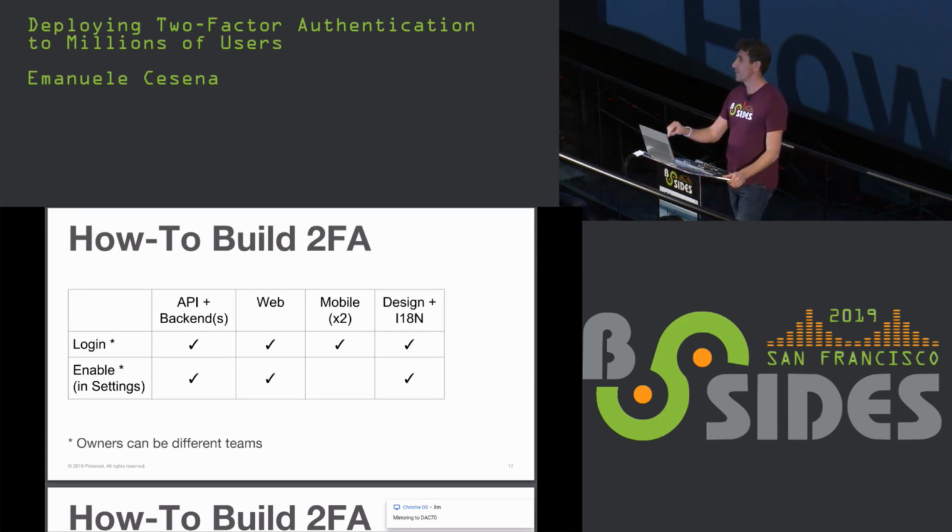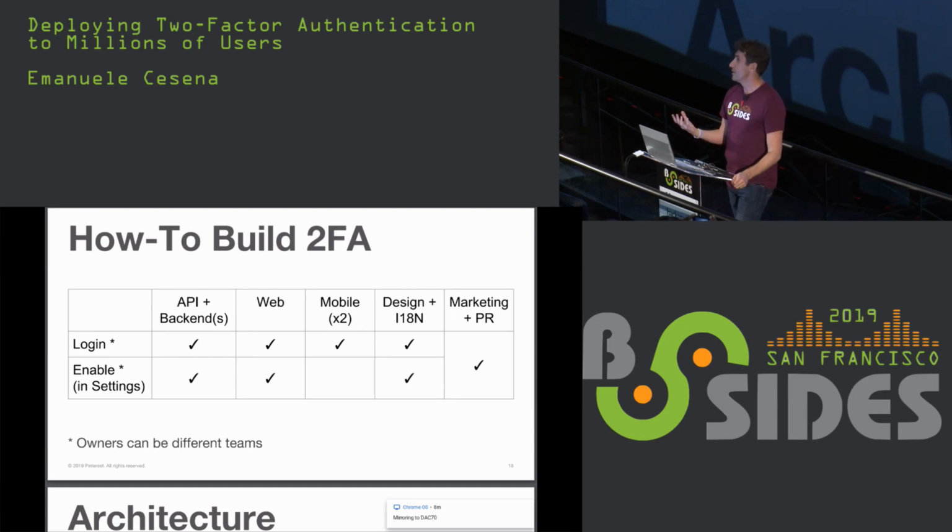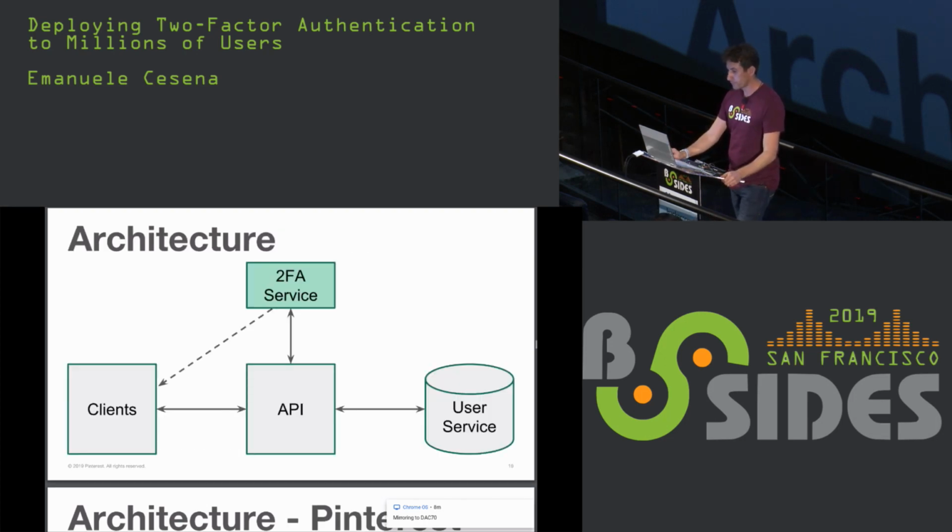For us, whenever there is a product feature that is visible to users, we have to engage also with the design team. And in this case, because it's international, also the internationalization team. And finally, my recommendation is, given the size of this project, you should also try to engage with the marketing and PR teams such that you can get the best out of your project.